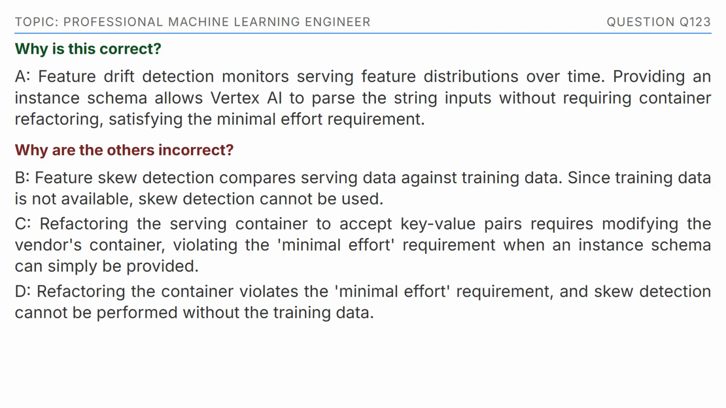Why are the others incorrect? B. Feature skew detection compares serving data against training data. Since training data is not available, skew detection cannot be used. C. Refactoring the serving container to accept key-value pairs requires modifying the vendor's container, violating the minimal effort requirement when an instance schema can simply be provided. D. Refactoring the container violates the minimal effort requirement, and skew detection cannot be performed without the training data.